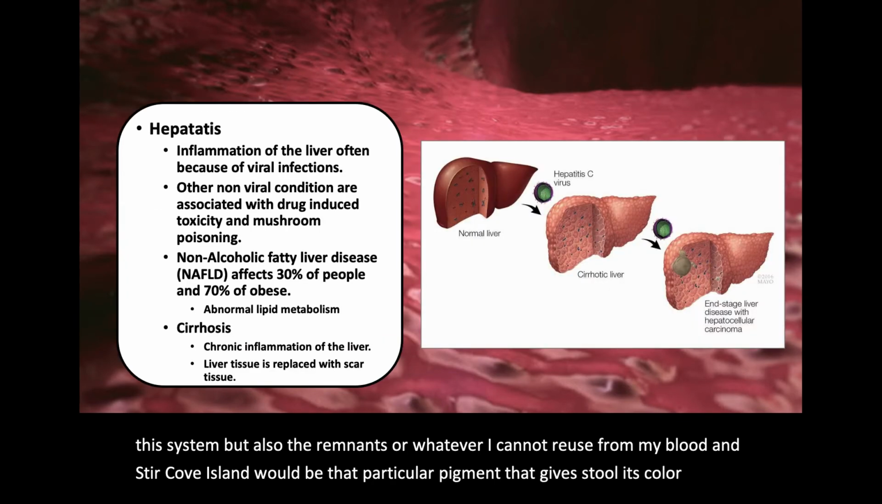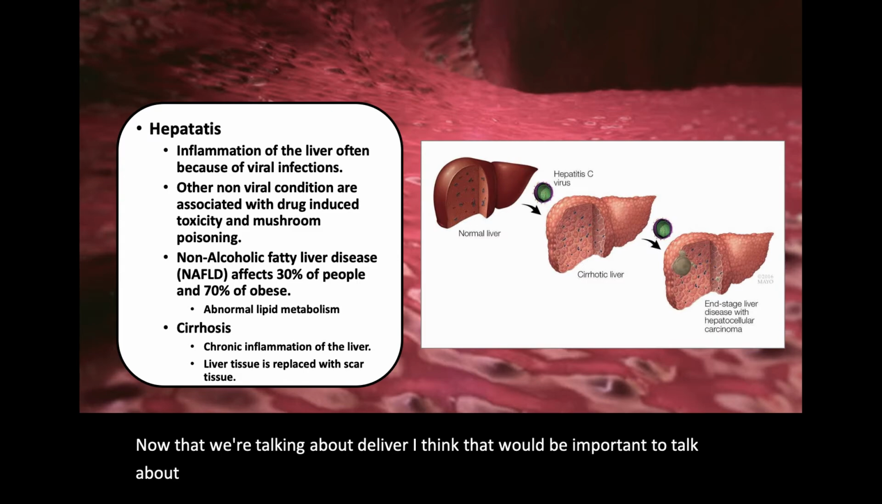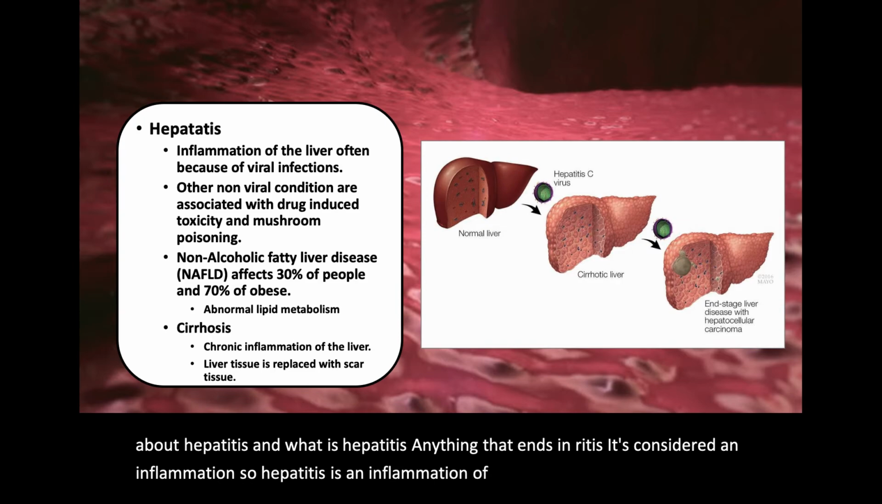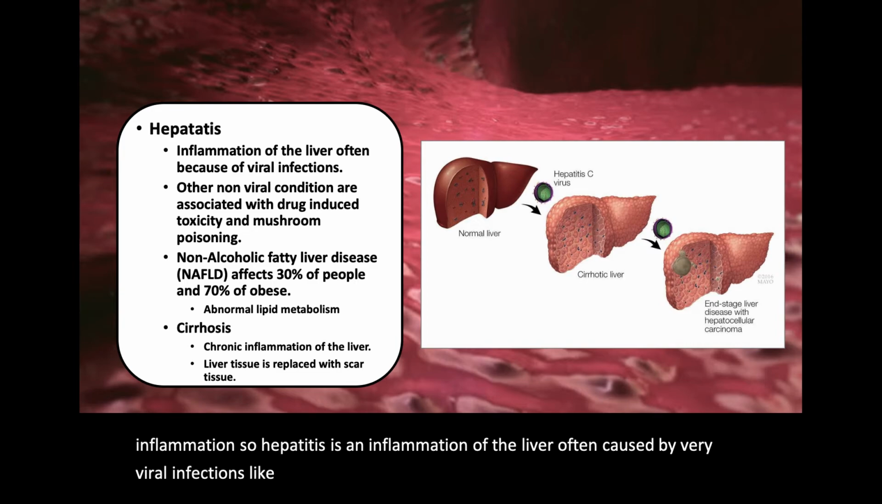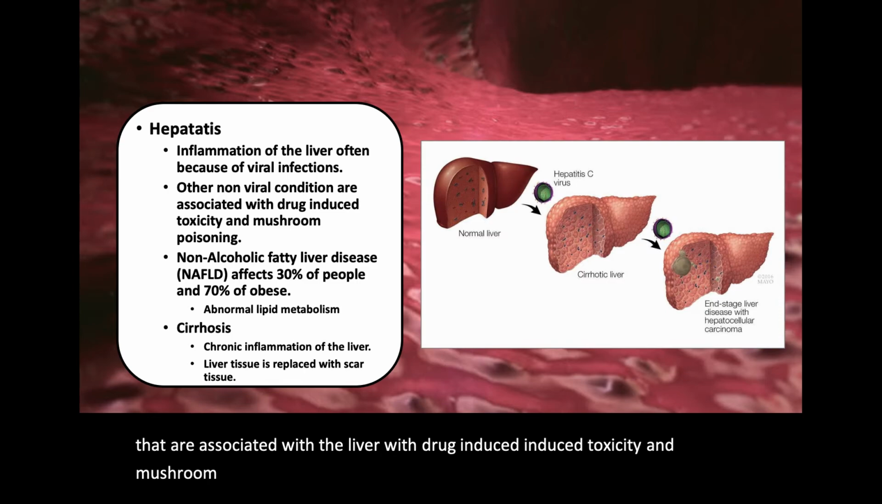Now that we're talking about the liver, I think it would be important to talk about hepatitis. What is hepatitis? Anything that ends in -itis is considered an inflammation. So hepatitis is an inflammation of the liver, often caused by viral infections like the hepatitis C virus, for example. Other non-viral conditions associated with the liver, like drug-induced toxicity and mushroom poisoning, can also cause hepatitis.